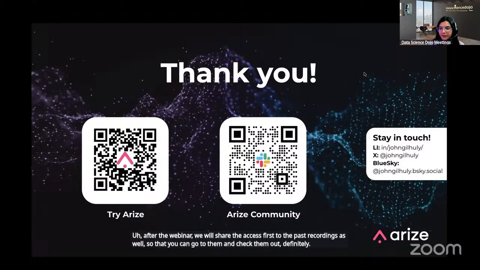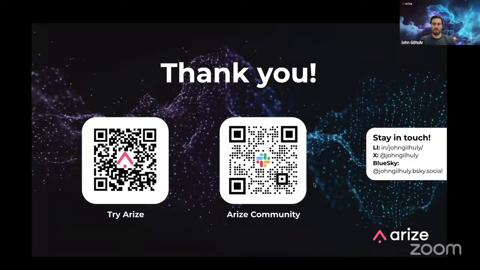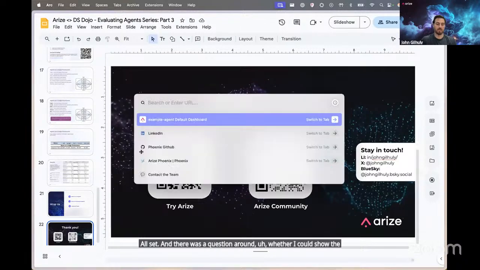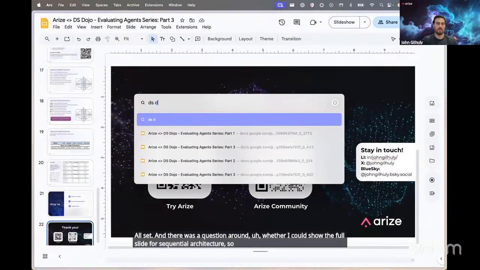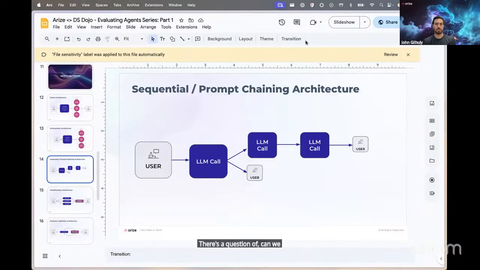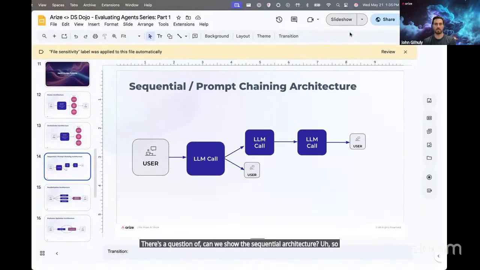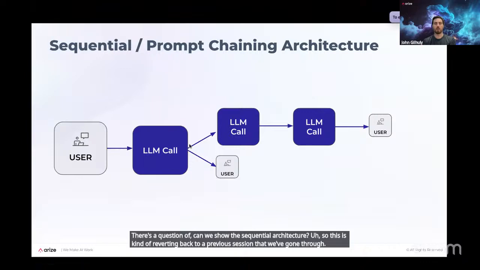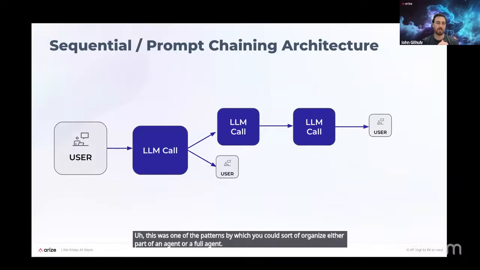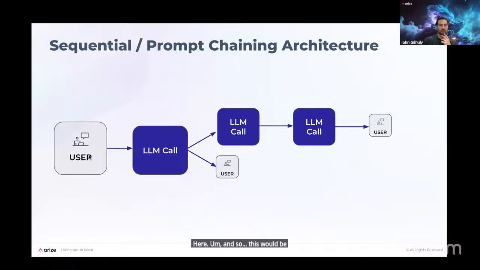And there was a question around whether I could show the full slide for the sequential architecture. I think that was from our first session, so I can pull up the full slide there. This is reverting back to a previous session. This was one of the patterns by which you could organize either part of an agent or a full agent. This would be a very basic sequential or prompt chaining architecture, where you could go through different LLM calls that can make fork decisions.